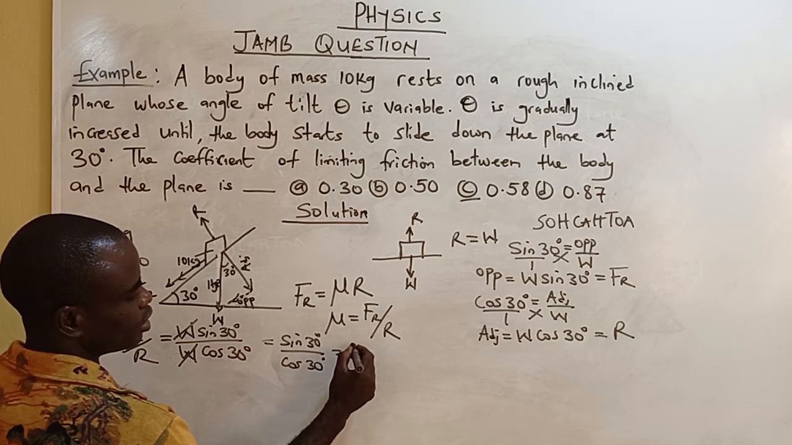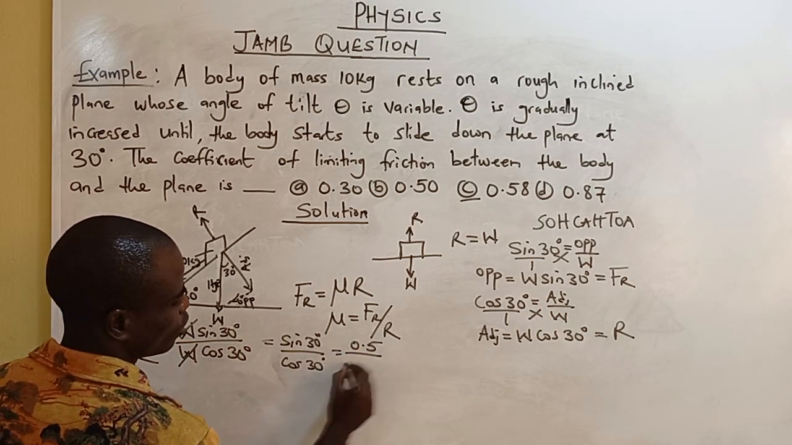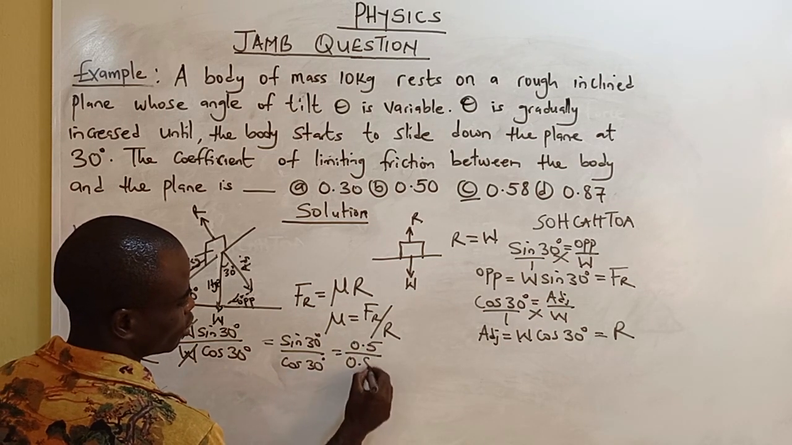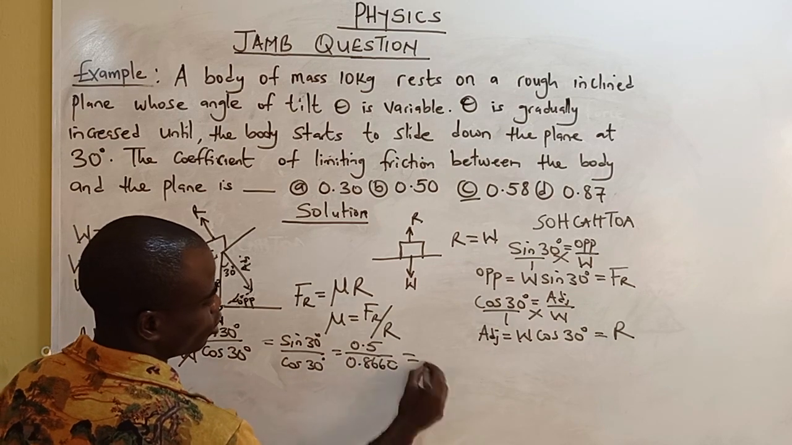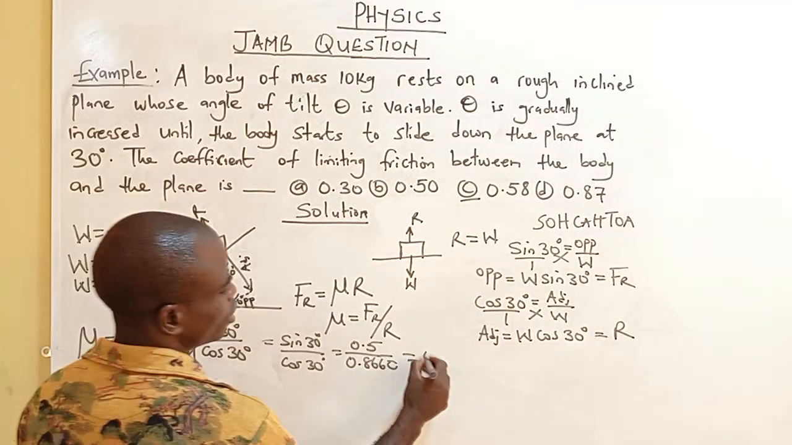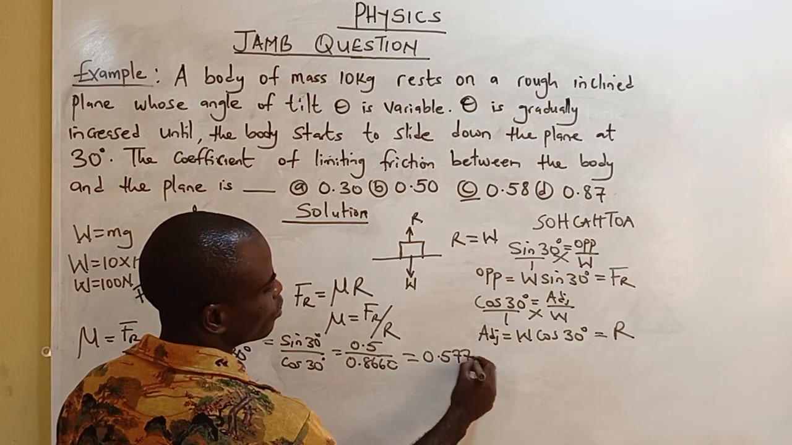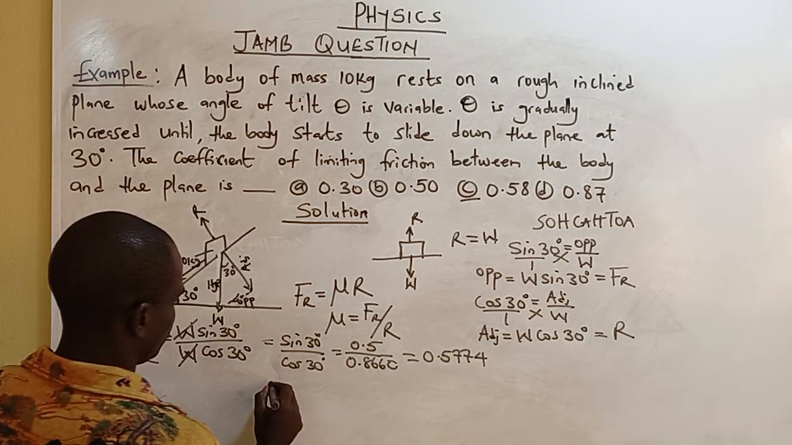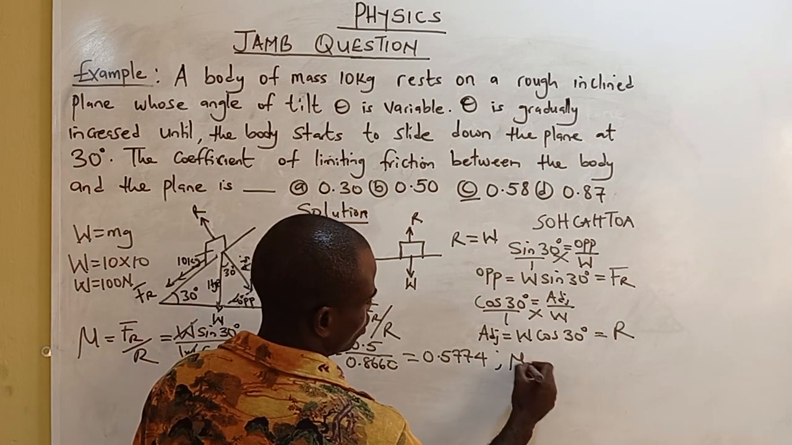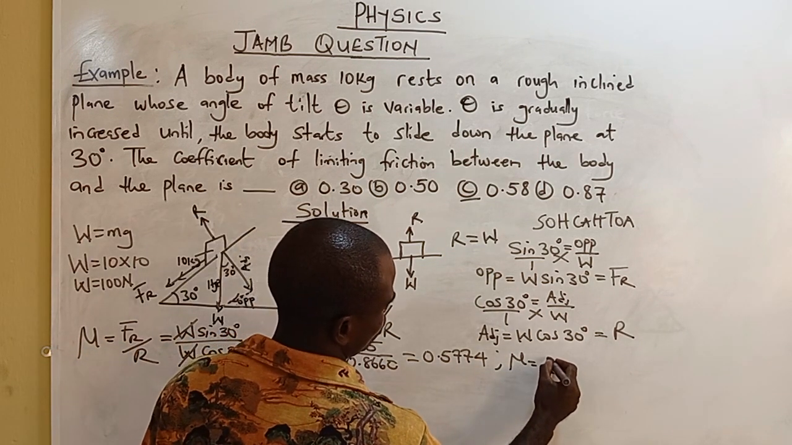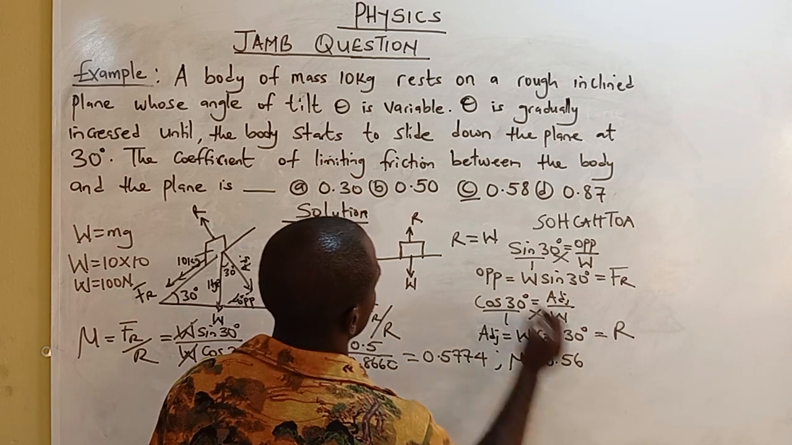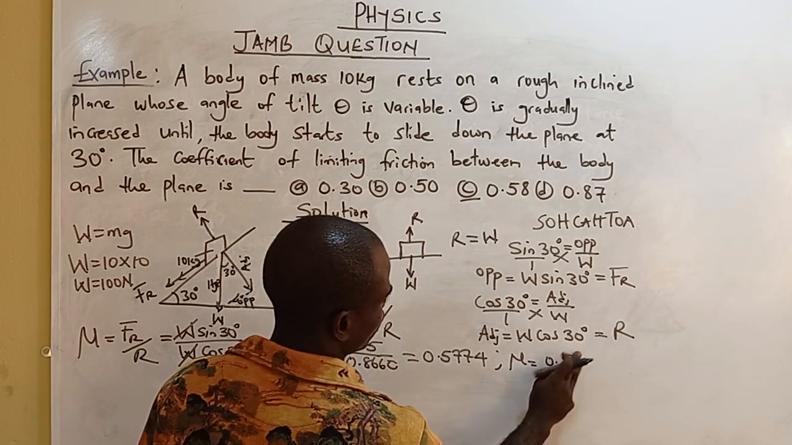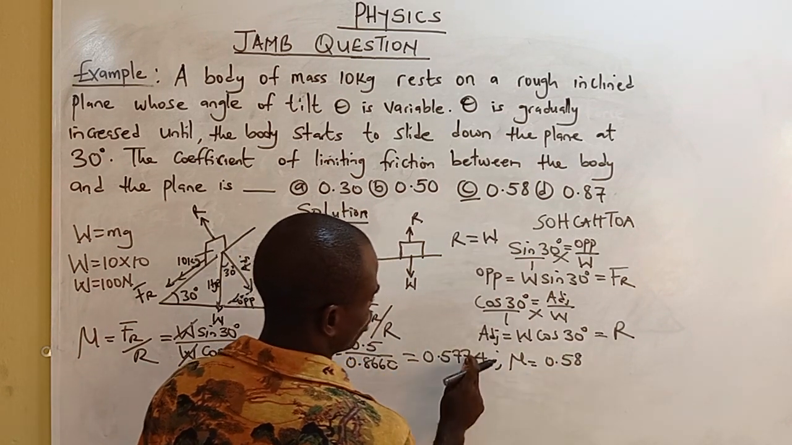Sine 30 degrees is 0.5. Cos 30 degrees is 0.8660. When you divide it, you have 0.5774. Approximately, your coefficient of limiting friction is 0.58.